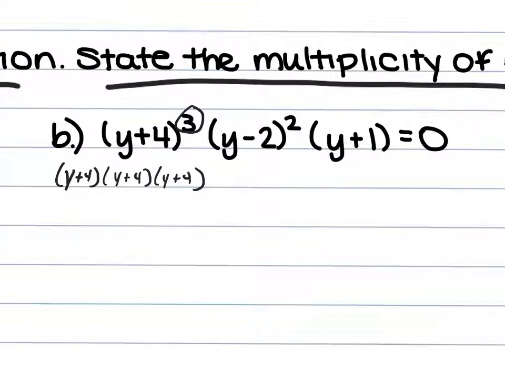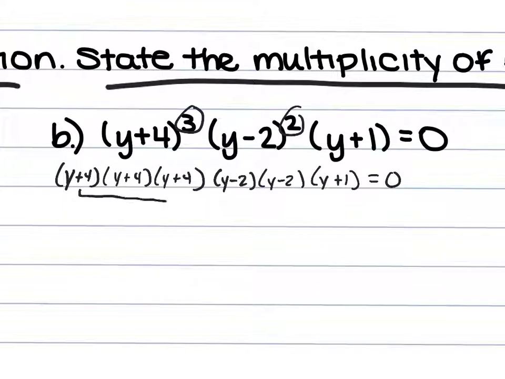Well, we're not there yet. Let's get there. So we've got y plus 4 3 times. We've got that as a factor 3 times. And then we've got y minus 2 as a factor 2 times. And we've got y plus 1 as a factor 1 time.